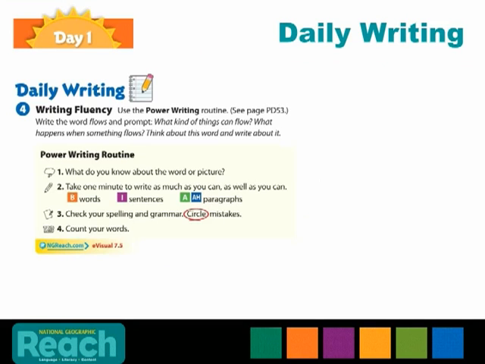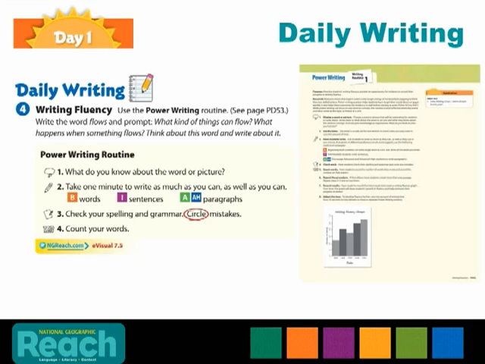And finally, as with the end of every day of the 10-day plan, we end with daily writing. The daily writing activity will vary from day to day, and it includes power writing, modeled writing, interactive writing, independent writing, and more. Here we have the power writing routine, which is located on page PD 53 in the front of your Reach Teacher's Edition.